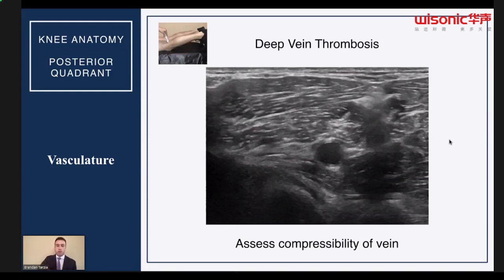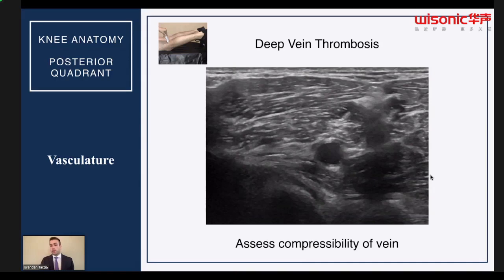What you're doing is you're going to have the ultrasound probe right in that transverse area, and you're actually putting pressure and bouncing up and down along this area right here. So you're just bouncing up and down, and usually the vein should be nice and compressible.